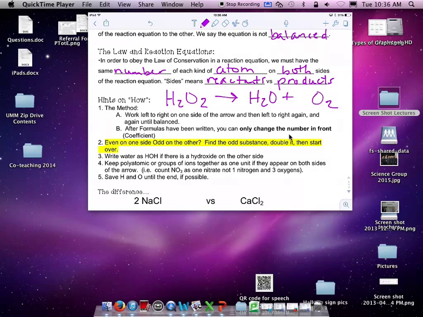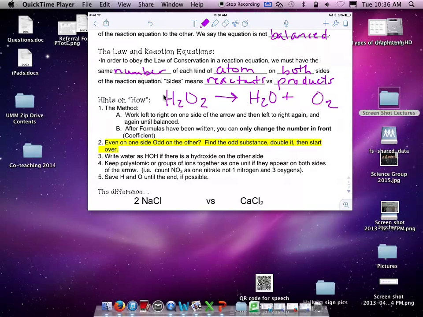You can only change the number in front, and that's known as the coefficient. So I can put numbers here or here that will multiply back. That's what I mean by you can only change the number in front. Another thing that's going to help is that if one side is odd and the other side is even, you'll find the thing that is odd, double it, and then start over.